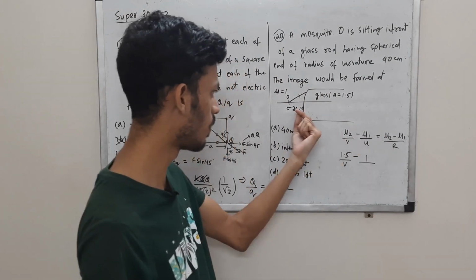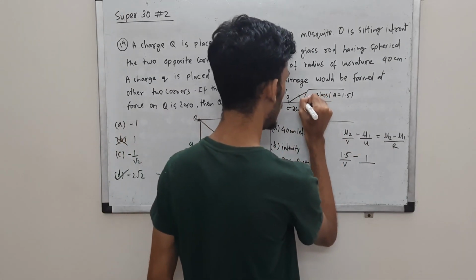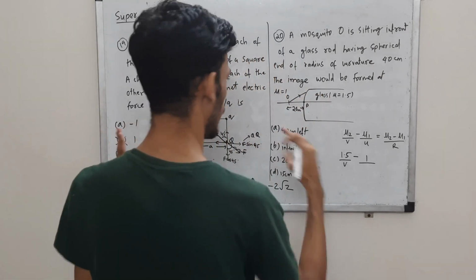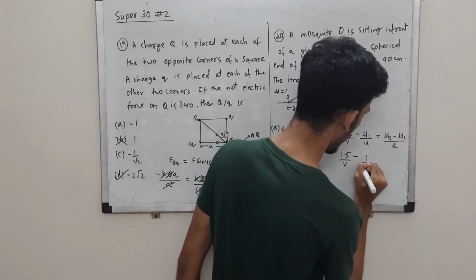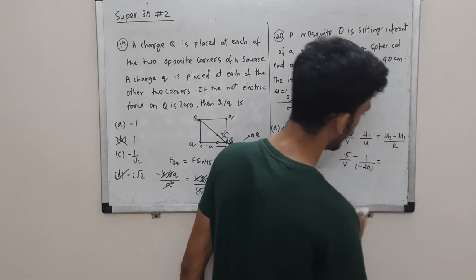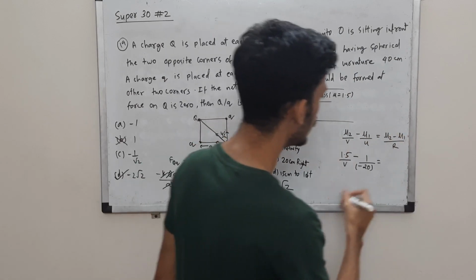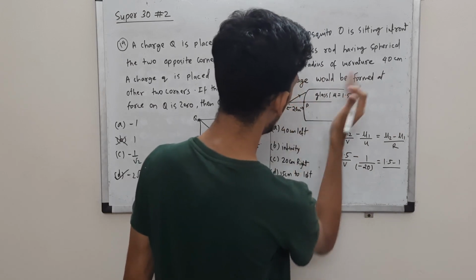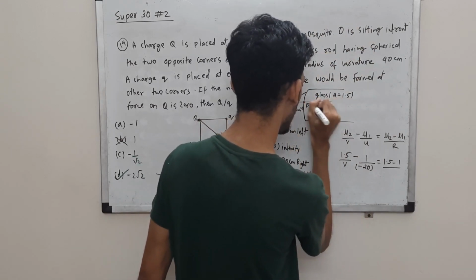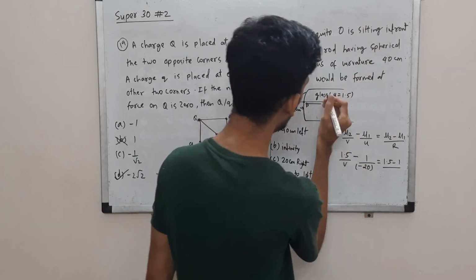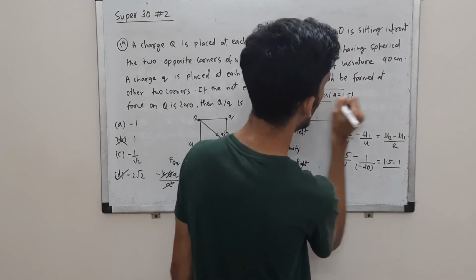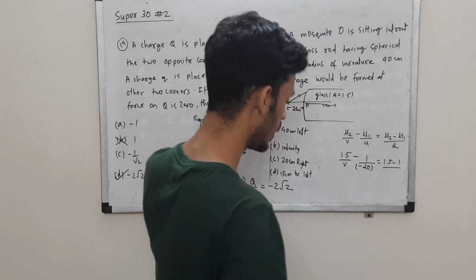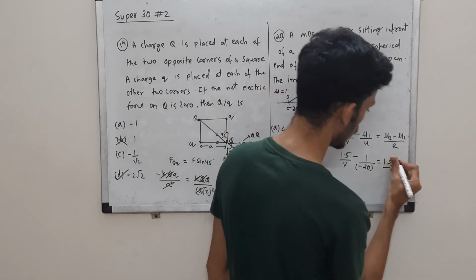Mu1 is from where the ray is starting. u is the object distance. Distances are measured from the pole, right? From the pole, it is in the opposite direction of the incident ray, so that is minus 20. Be careful about the conventions. Mu2 minus mu1, so 1.5 minus 1 upon R. R is 40, and it is convex like this, and this is 40 centimeters. It is in the direction of the incident ray, so it is plus 40.